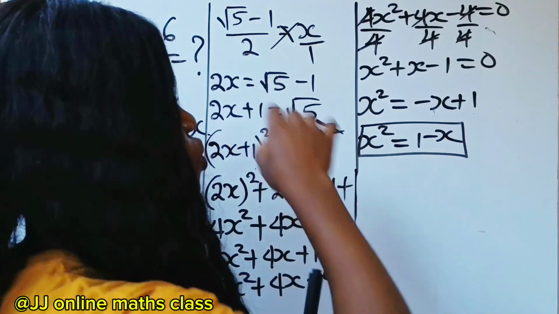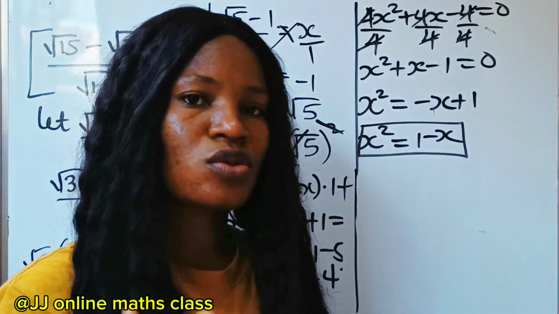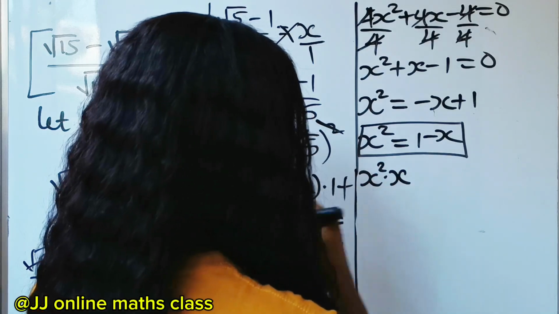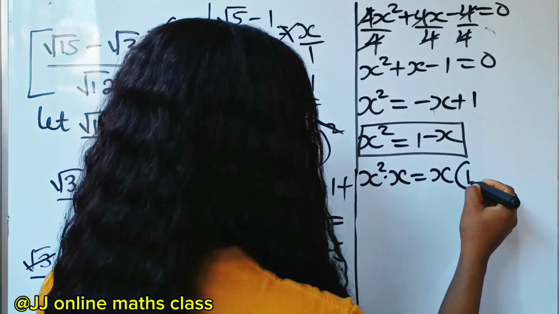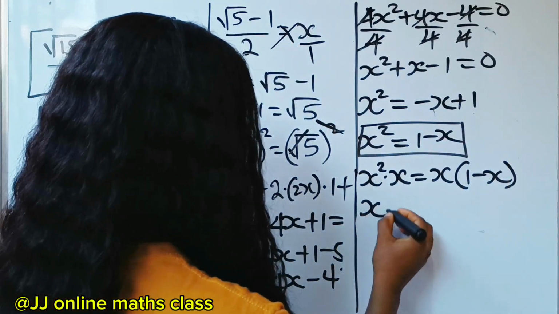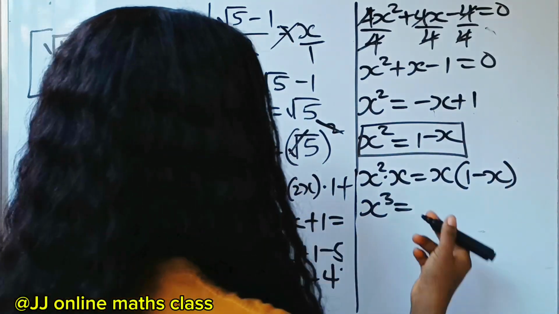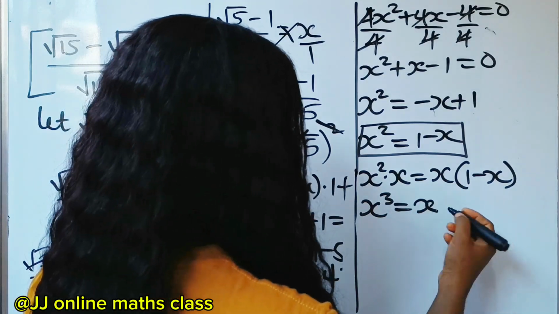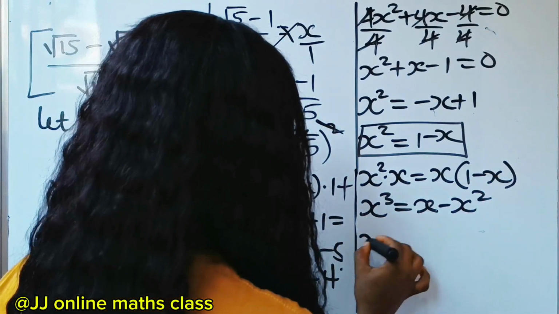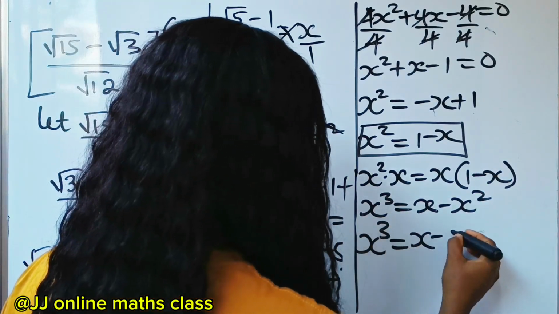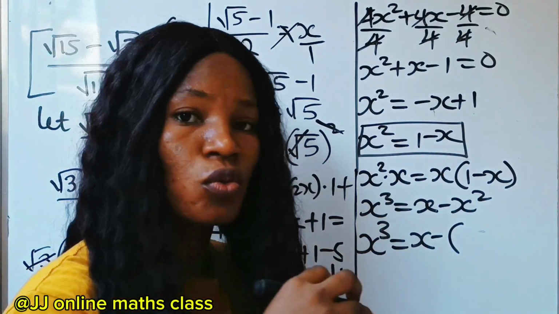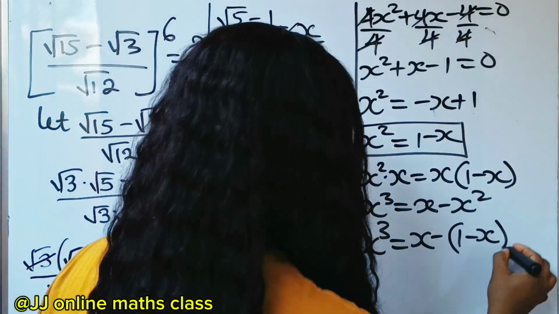Now we are going to multiply this by x to get x to the power of 3. So we are going to have x squared multiplied by x is equal to x multiplied by 1 minus x. Okay, so we have x to the power of 3, just like I explained. Now x times x will give us x, and x times minus x will give us minus x squared. Okay, so we have x to the power of 3 is equal to x minus, anywhere we see x squared, we are going to replace it with this to simplify the equation. So we are going to have 1 minus x, okay?